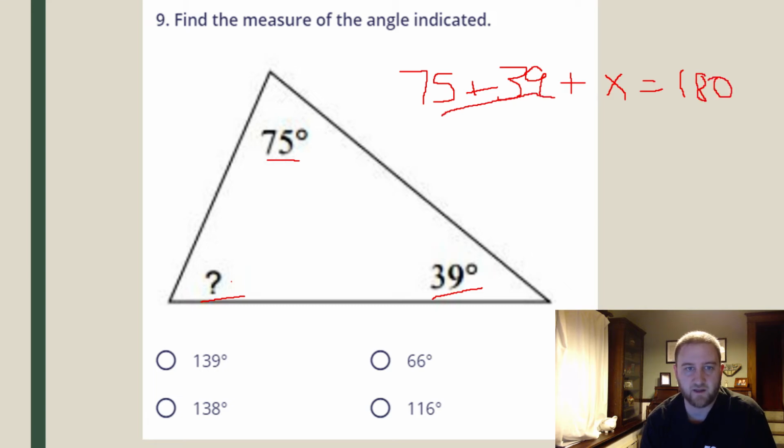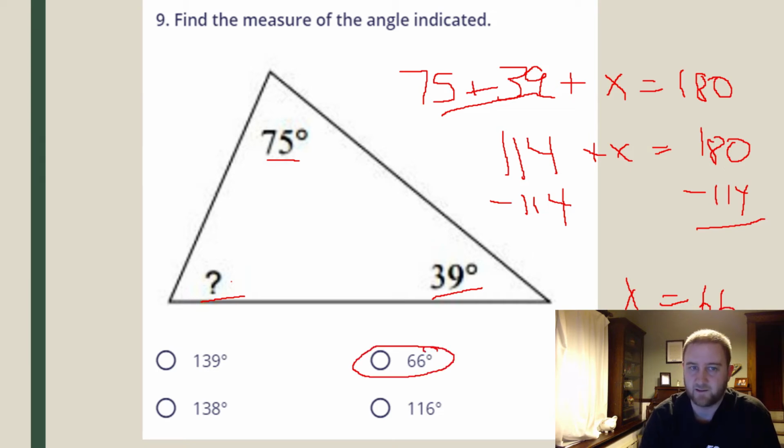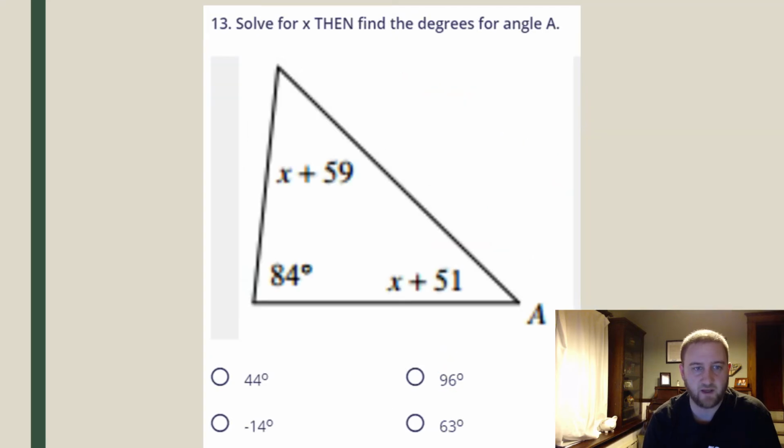Add these two together, 75 plus 39, that would be 114 plus x equals 180. And then you subtract 114 on both sides. X then is equal to 180 minus 114, which is 66. So it would be that right there. Okay, so triangles always add up to 180.